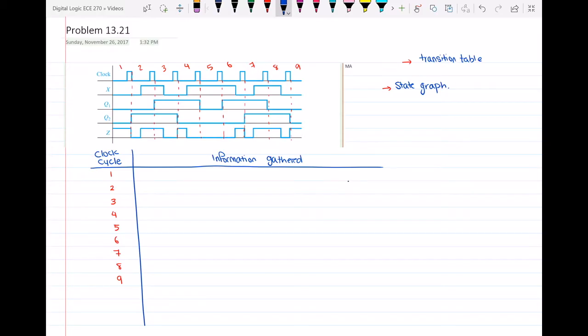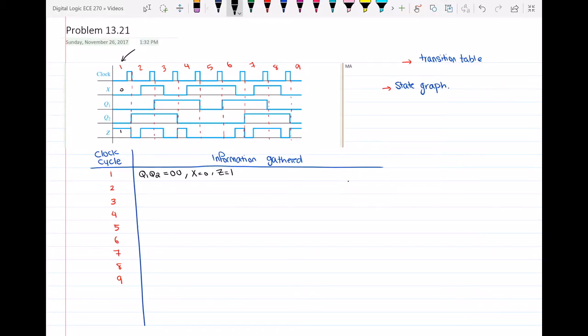I divide this circuit into 9 different clock cycles. So basically I'm dividing based on the clock cycles, and for each clock cycle I'll see how much information I can gather. For example, for clock cycle number 1, I can see that Q1, Q2, which is the present state of my two flip-flops, is equal to 0, 0. For the same cycle, X is equal to 0, and Z is equal to 1.